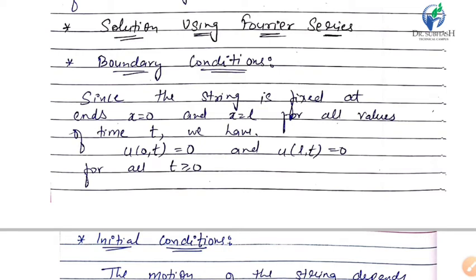Now let us see the boundary conditions. Since the string is fixed at endpoints x equal to 0 and x equal to L, for all values of time t, we have u of (0, t) equal to 0 and u of (L, t) equal to 0 for t greater than or equal to 0. These are the boundary conditions.